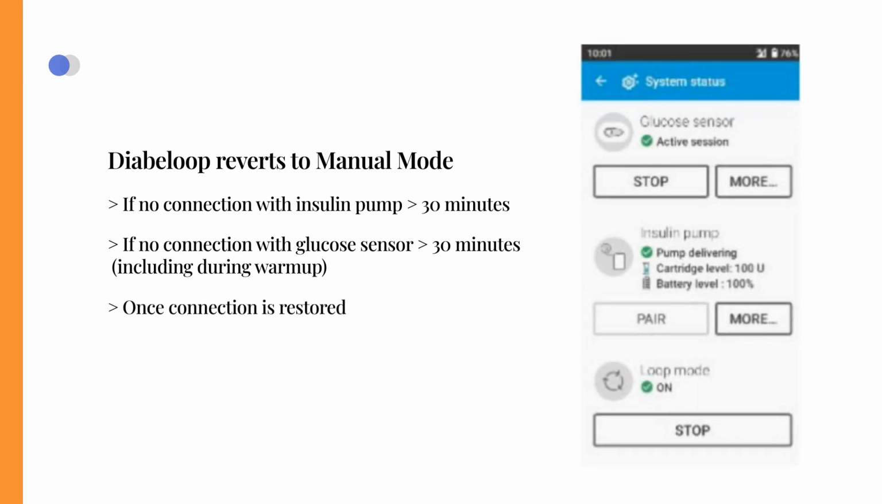Once the connection to the pump or sensor is re-established, the system will automatically resume auto mode or closed loop mode.